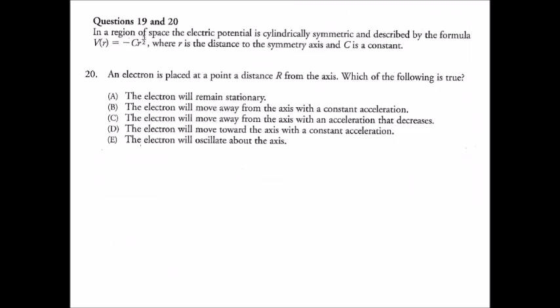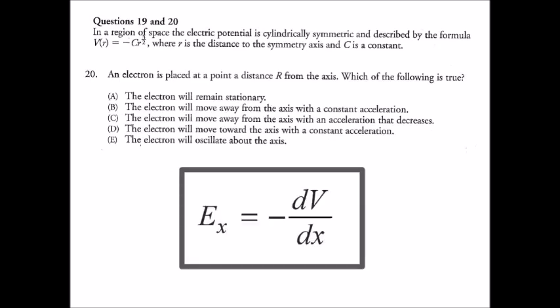Number 20. We've got a region of space where the electric potential is cylindrically symmetric, described by the formula V(r) equals negative Cr squared, where r is the distance to the symmetry axis and C is a constant. An electron, again it's an electron, is placed at a point a distance r from the axis. Which will be true? Again, we're looking at the electric field is equal to negative dV/dx.